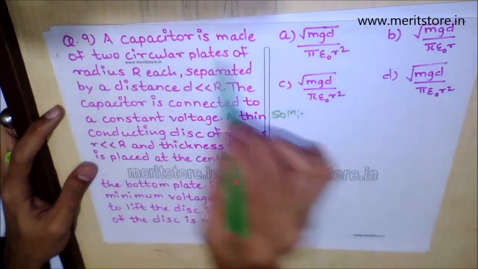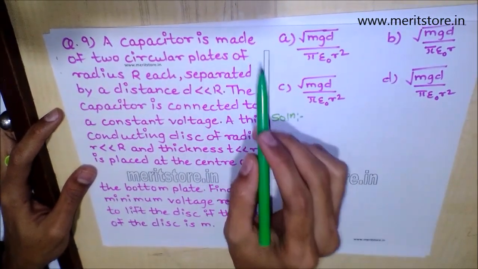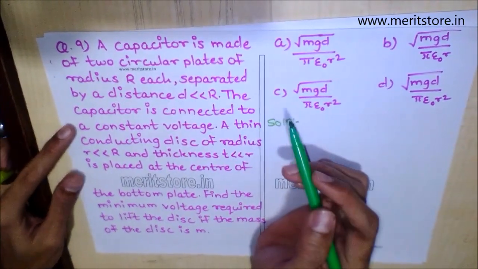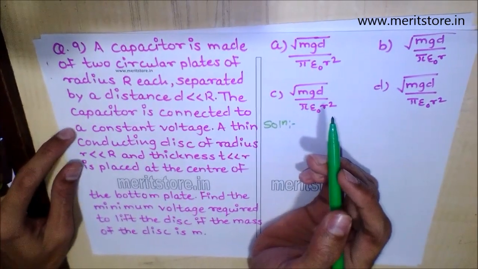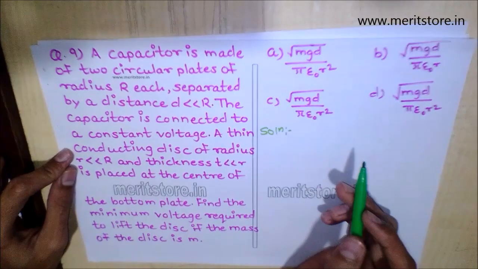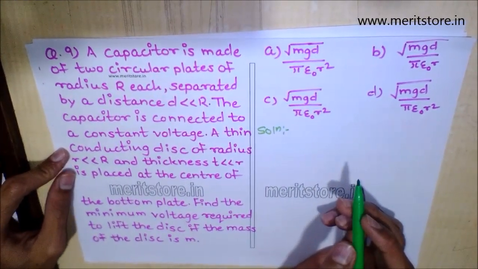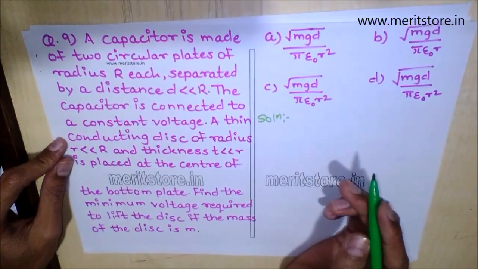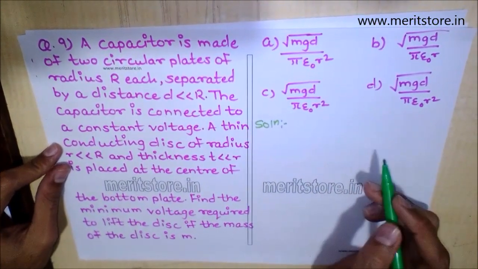Question number 9. A capacitor is made up of two circular plates of radius R each, separated by a distance d less than R. The capacitor is connected to a constant voltage. A thin conducting disc of radius r much less than R, and thickness t much less than small r, is placed at the center of the bottom plate. Find the minimum voltage required to lift the disc if the mass of the disc is m.